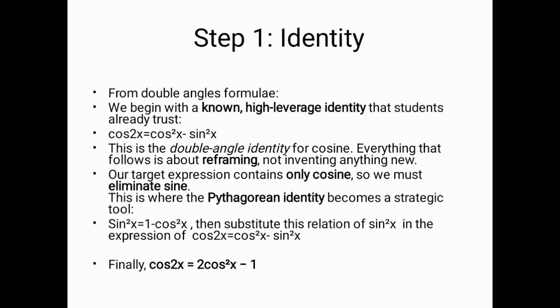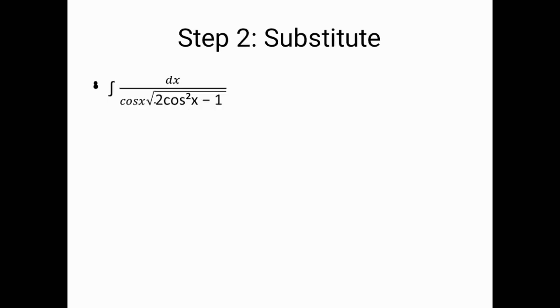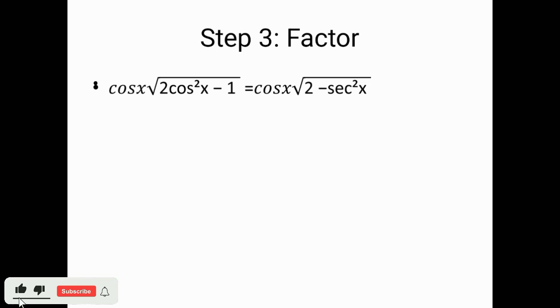Then after getting this relation, we are going to take this value of cos 2x and replace it in our given integral. Then we'll have the integral dx over cos x square root of 2 cos square x minus 1. This step 2 is called substitute. The next step, number 3, is factor.